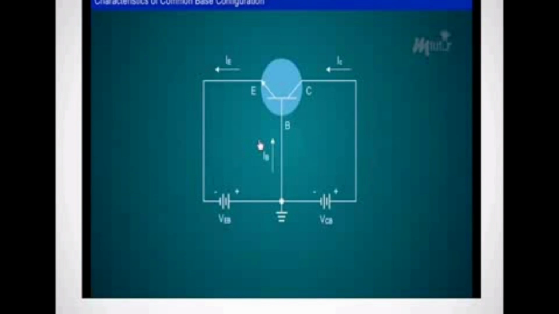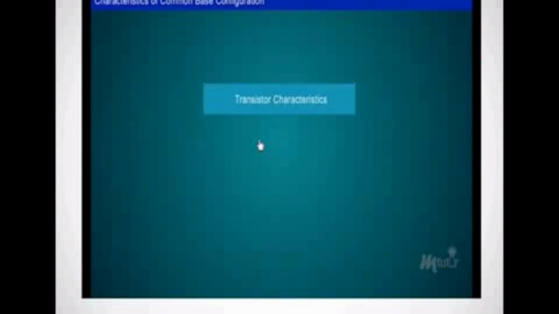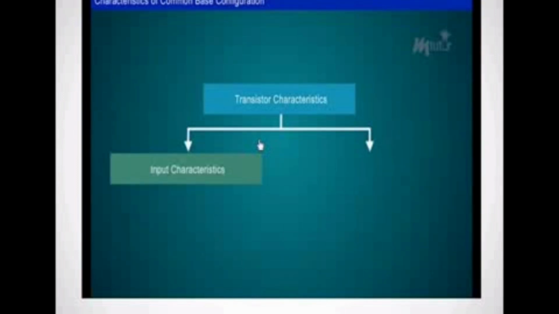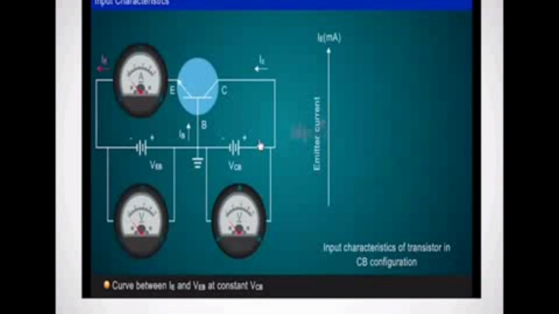So common base configuration. Common base means the base is common between the emitter and the collector. So the battery is connected. See here, it's the characteristics of the transistor. So transistor characteristics: the input characteristics and output characteristics. You can see that visually. I will explain you in the graph.